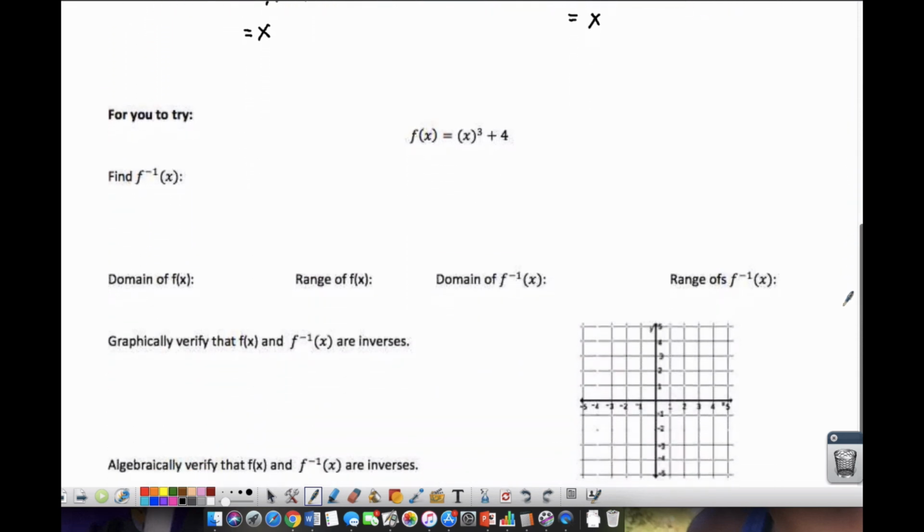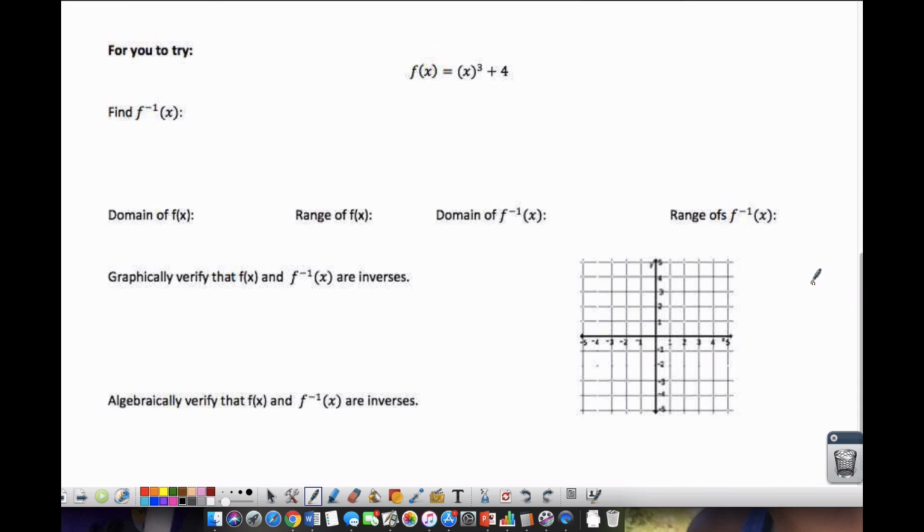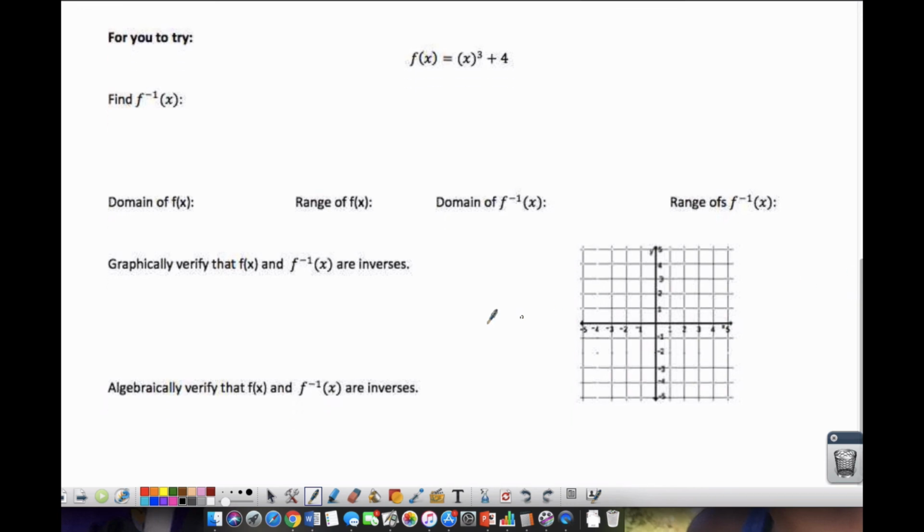All right, so I've left this problem for you to try. You have the original, you're going to find the inverse, you're going to find the domain and range of each, and then you want to graph them, make sure that they're flipped over y equals x, and then you also want to actually do the composition of both and see that they turn out to be x for both of them. If you're stuck at any point, just go back through your notes or rewatch the part of the video that will help you with this.